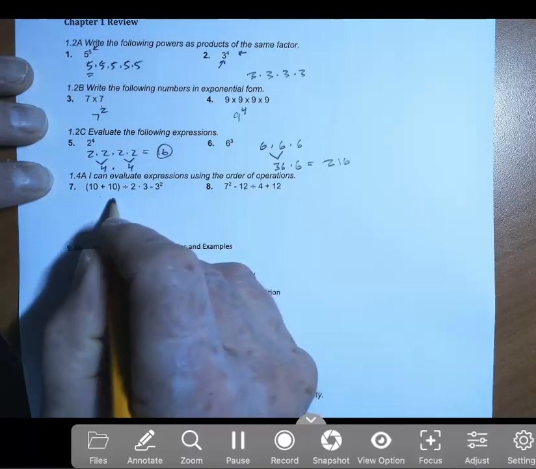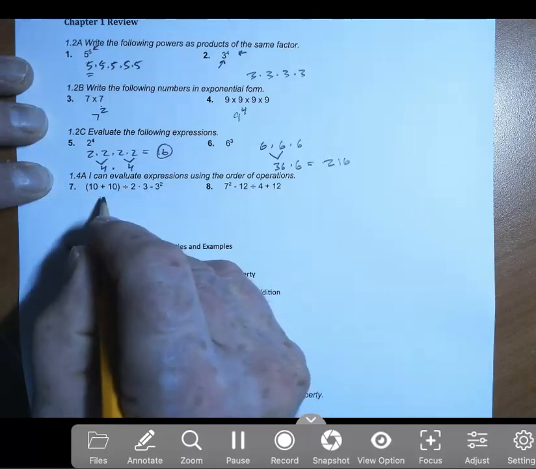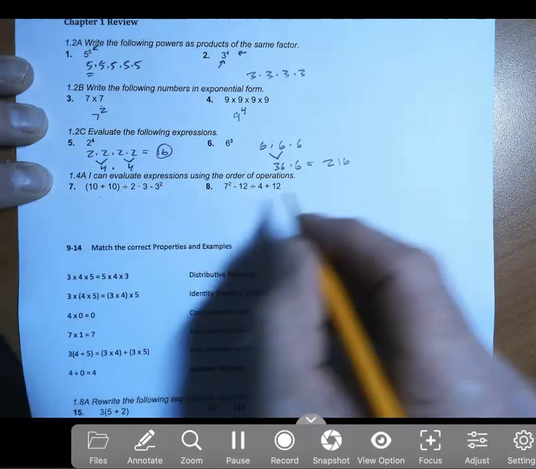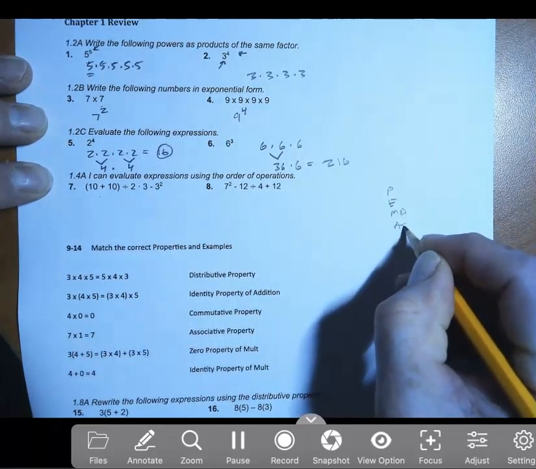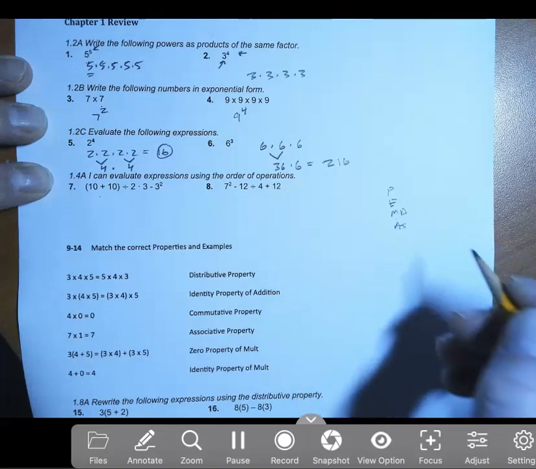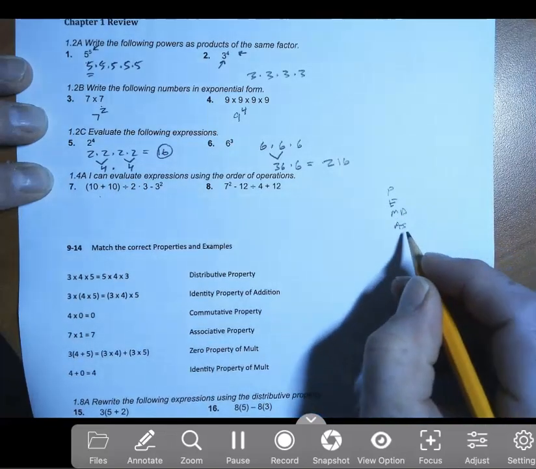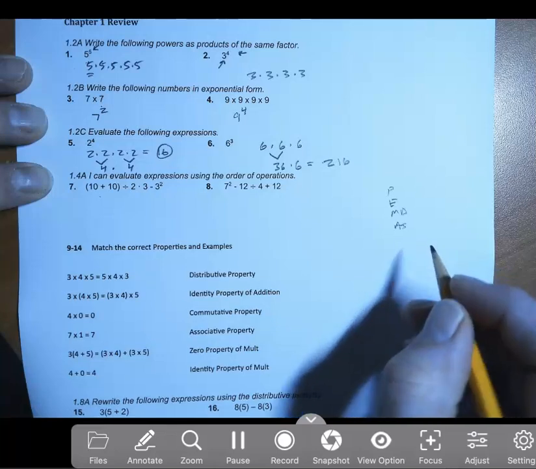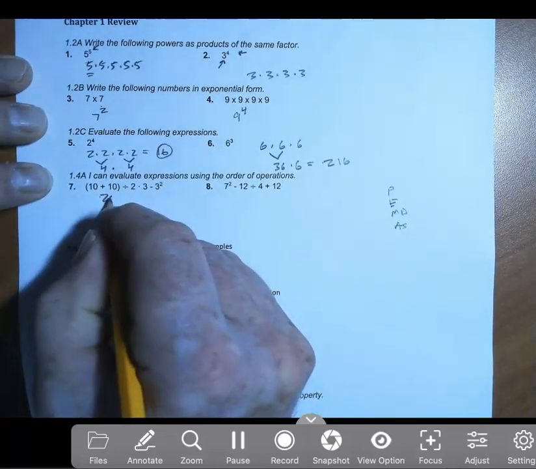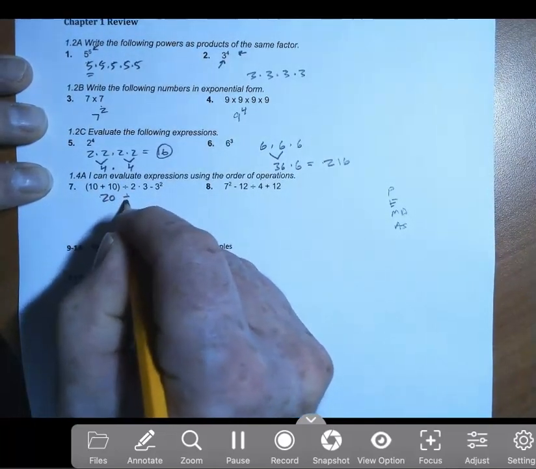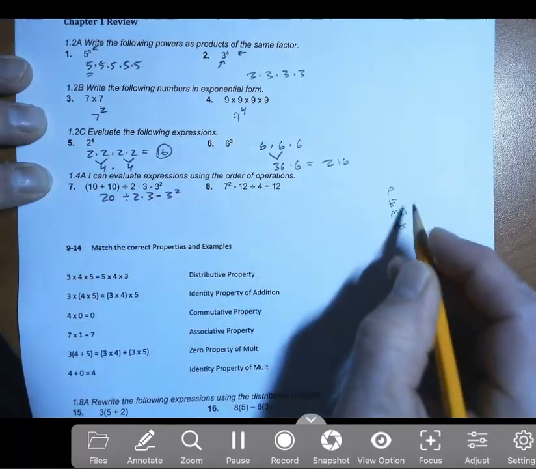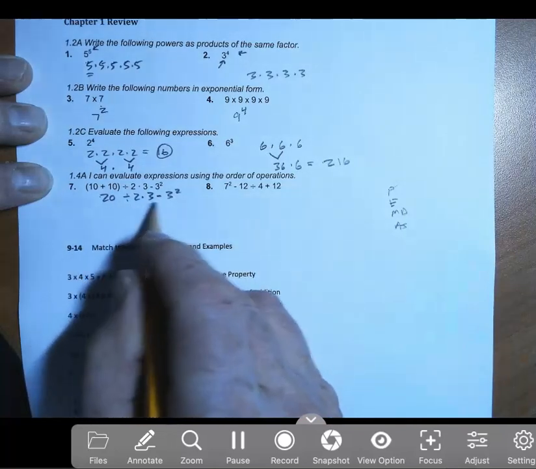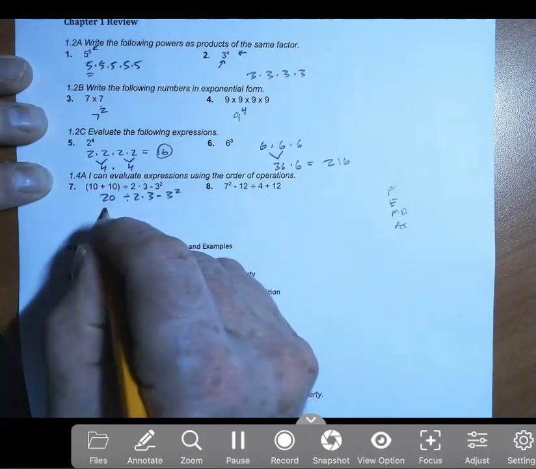Okay, on this one we have to do the order of operations. So first, I'll just write over here, here's the PEMDAS. Remember, whichever comes first, multiplication or division, we do. And whichever comes first, we do the addition or subtraction first in the line. So this is 20, we're in the parentheses, divided by 2 times 3 minus 3 squared. So I did my parentheses. I do have an exponent here, so I'll have to do that.